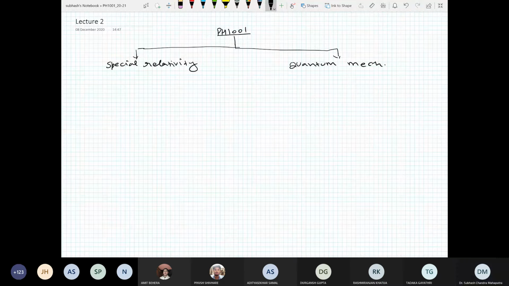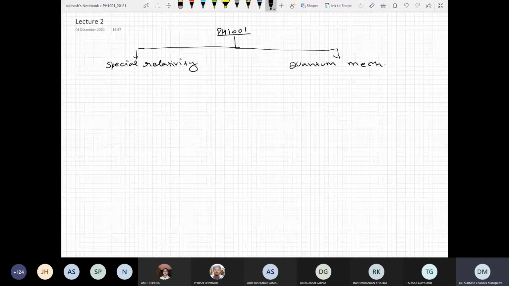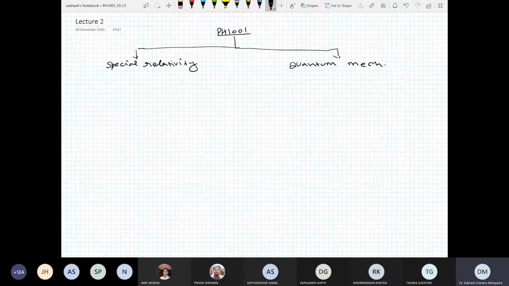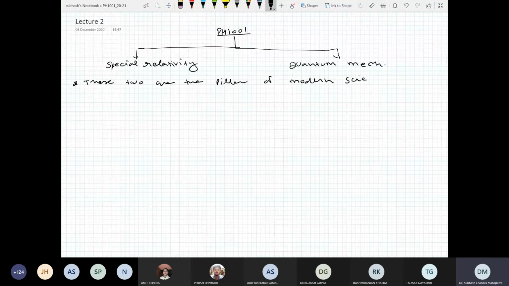These two subjects, special relativity and quantum mechanics, are the modern pillars of modern science. Everything we see in nature, almost everything, can be described from special relativity and quantum mechanics. And these two are also the subjects which suggest that Newtonian mechanics is actually an approximation of these two theories.